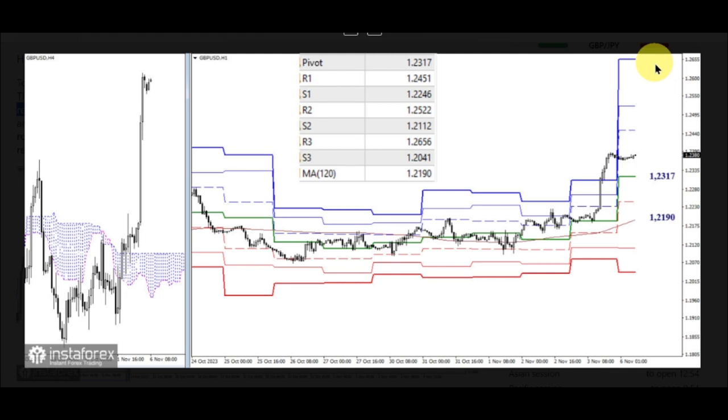In the event of a change in sentiment and a development of a decline, the following supports may come into play one by one: 1.2317, central pivot point, and 1.2246 S1, and 1.2190, weekly long-term trend.